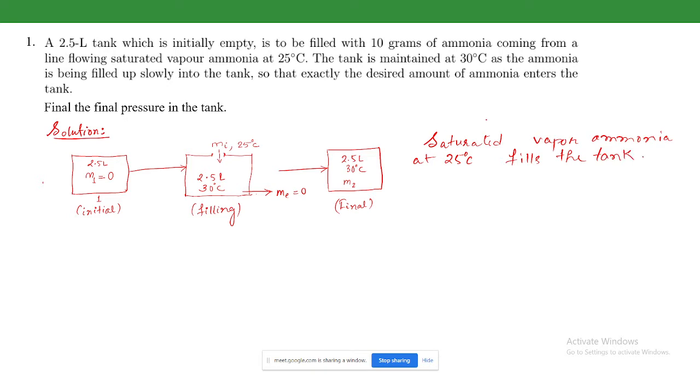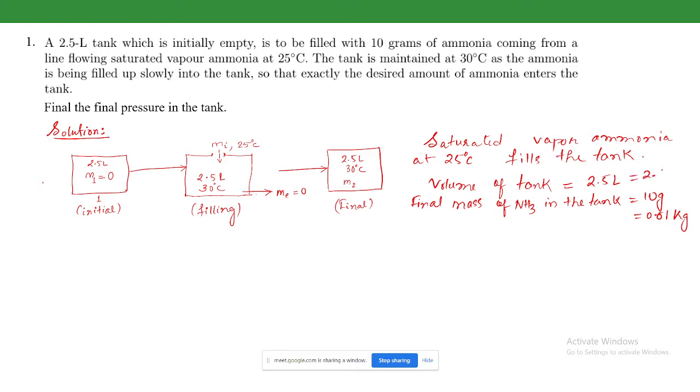Now, given the volume of the tank is 2.5 liters, the final mass of ammonia in the tank is 10 grams, that is 0.01 kg, and the volume is 2.5 into 10 to the power minus 3 meter cube.